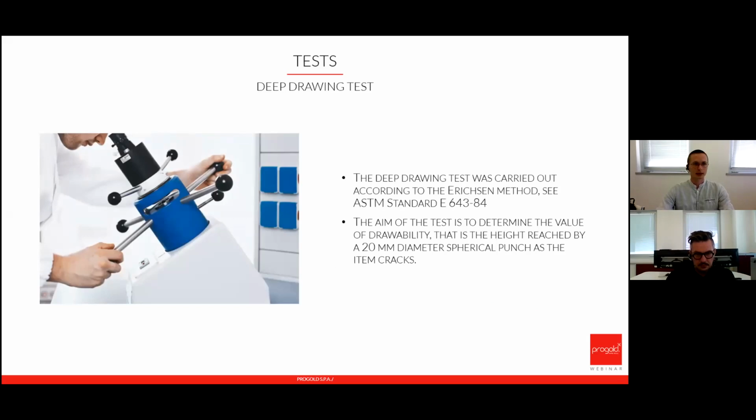Another test that we perform is the Erichsen test, or deep drawing test. That is a standard test, and it follows an ASTM standard. The principle is that a spherical punch is pressed against a 0.4 millimeter thickness sheet, and it deforms it. We measure the depth of the indentation before the breakage of this lamina.